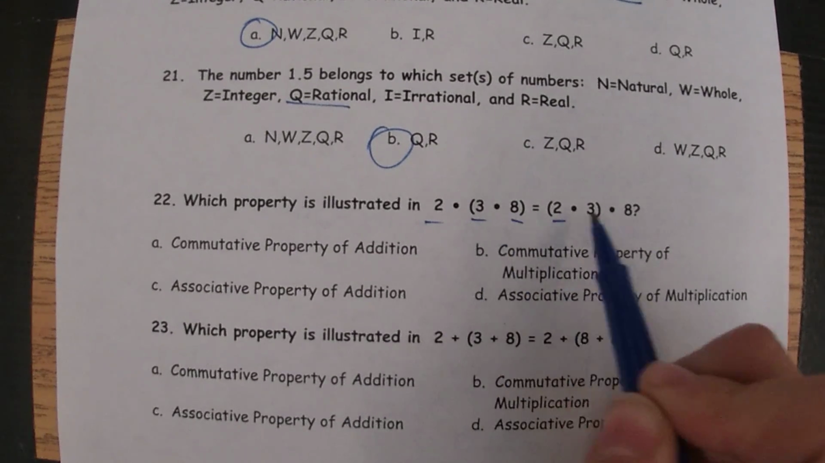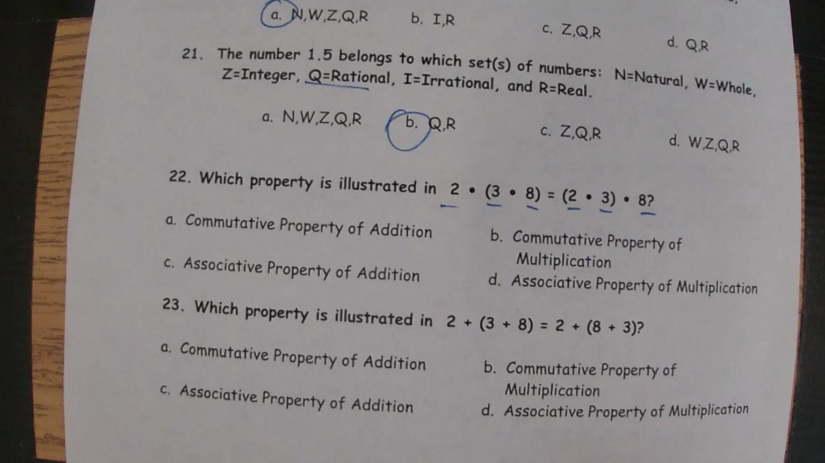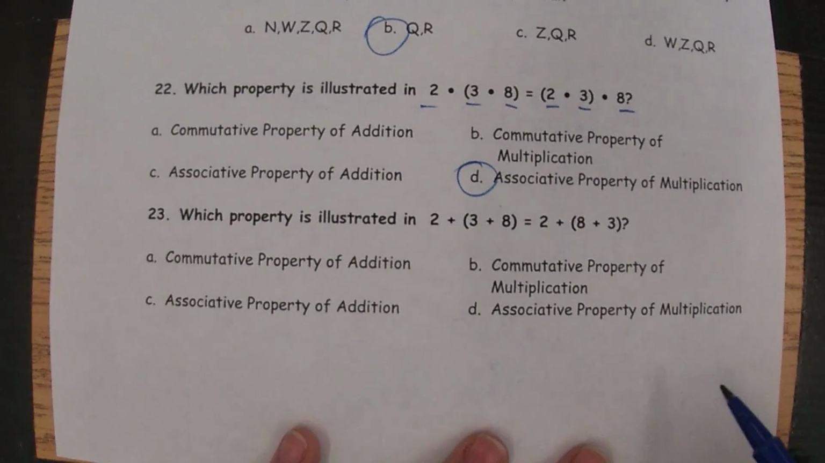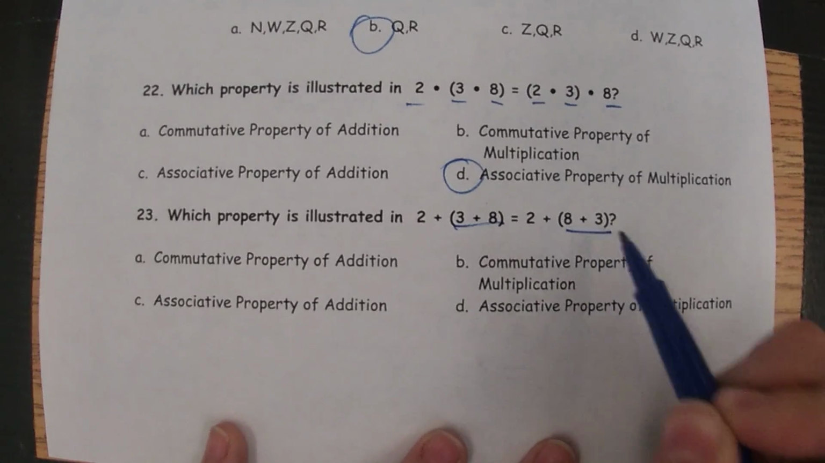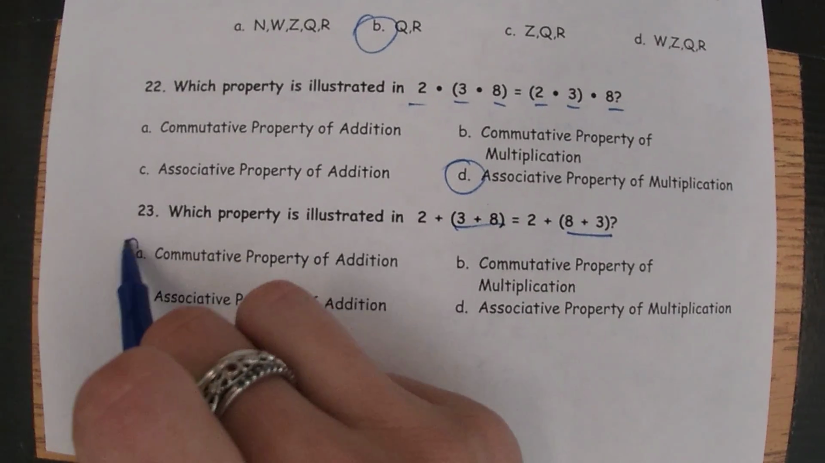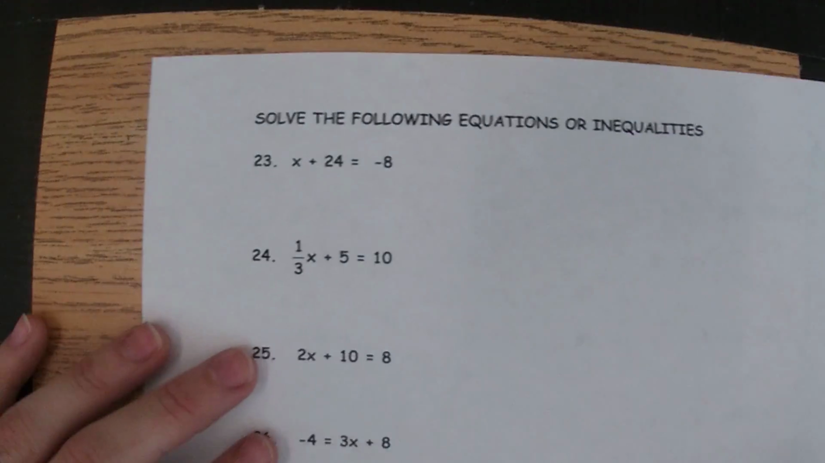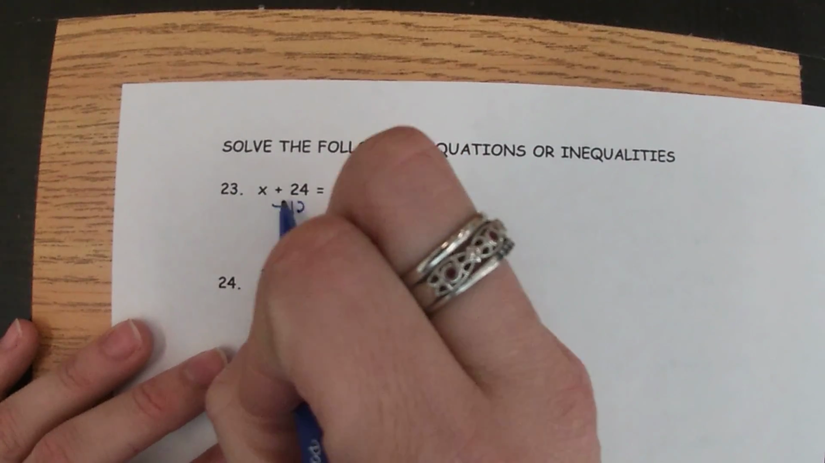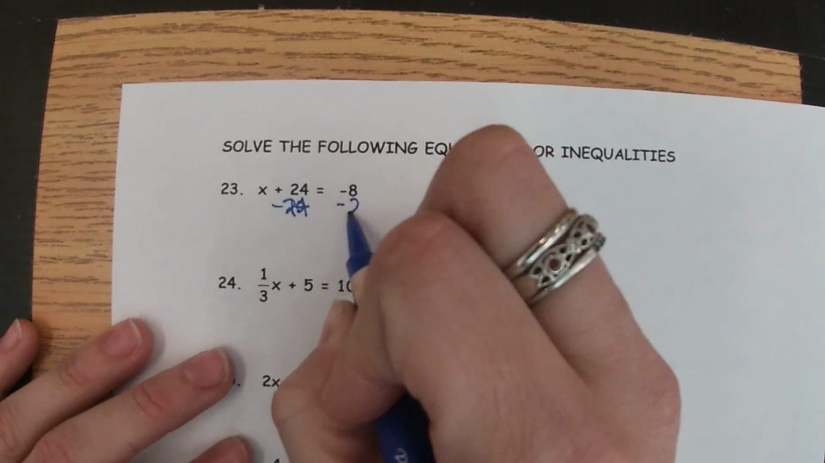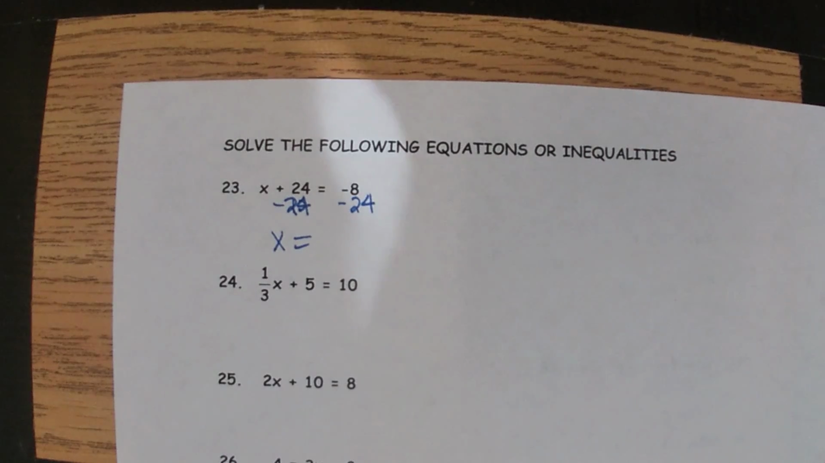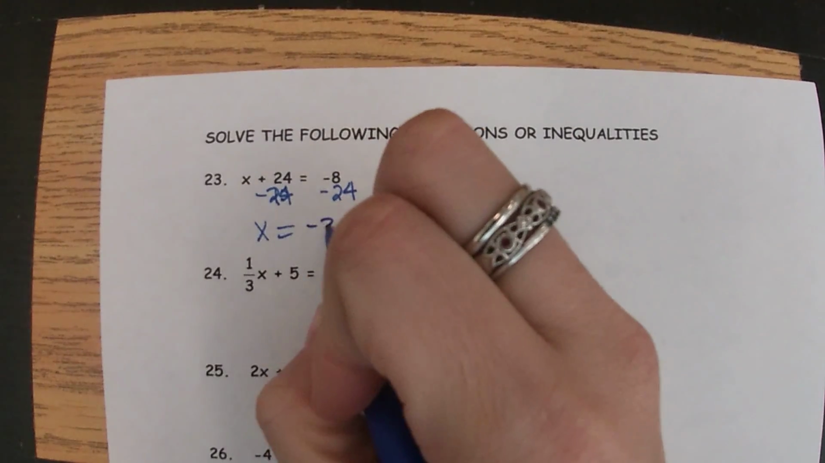22, right, the order stays the same. We're just moving the parentheses, and that's with multiplication, so that's D. 23, the order is changing here, and it's through addition, so that would be the commutative property, which is A. Then we start getting into equations, so we're using our inverse operations. That's a 24, right? We'll undo addition with subtraction. Again, if you need to use like a calculator to do the -8 minus the 24, you can, but we'll get a -32.